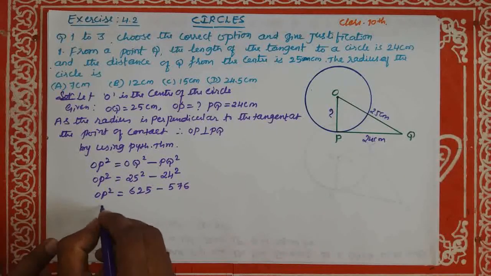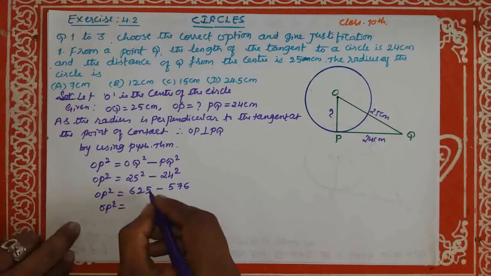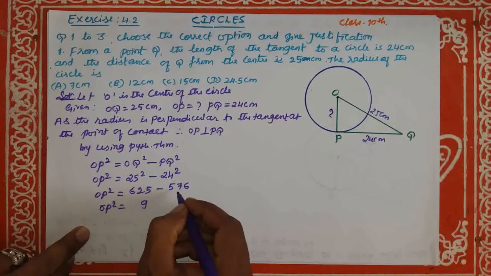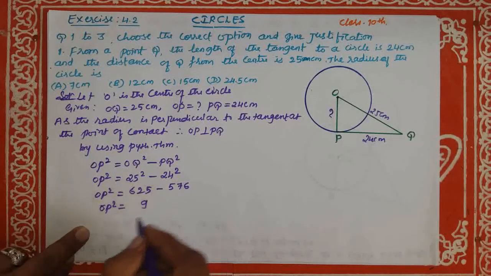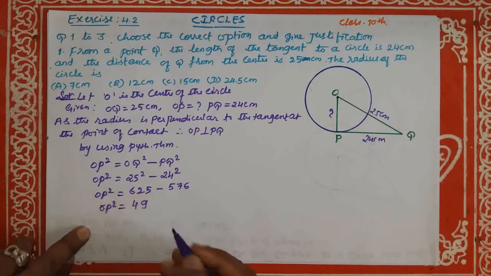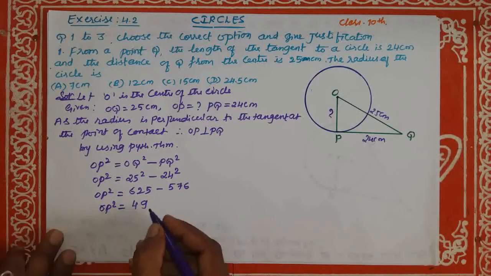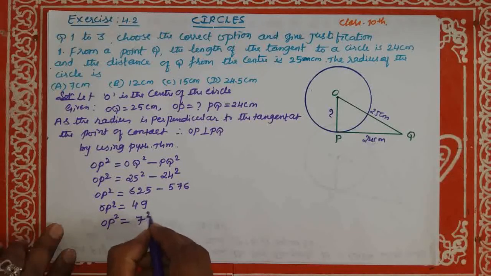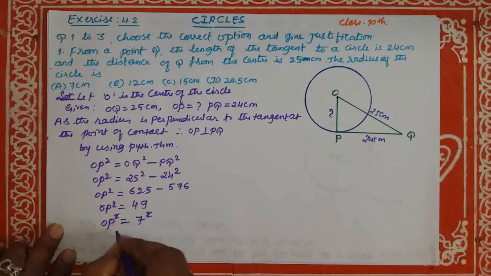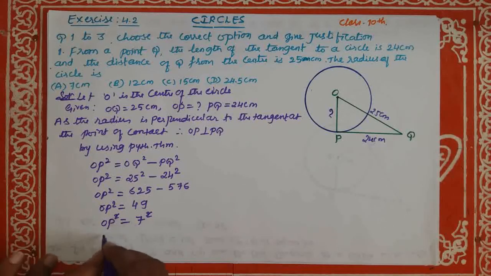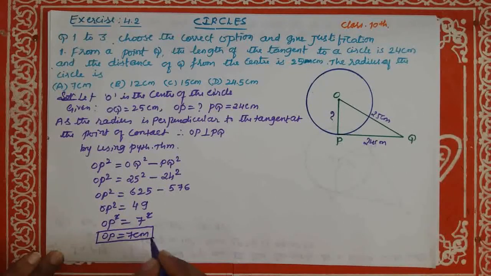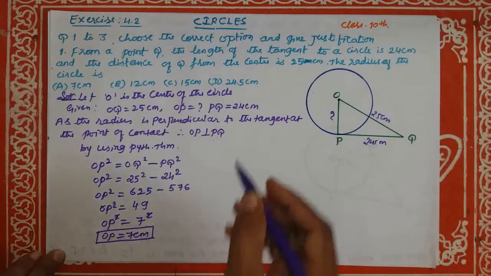576. Therefore OP square is equal to 625 minus 576, which is equal to 49. OP square is equal to 7 square. Therefore OP is equal to 7 centimeter. Hence the radius of the circle is 7 centimeter.